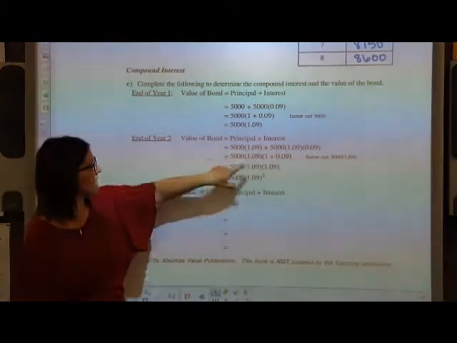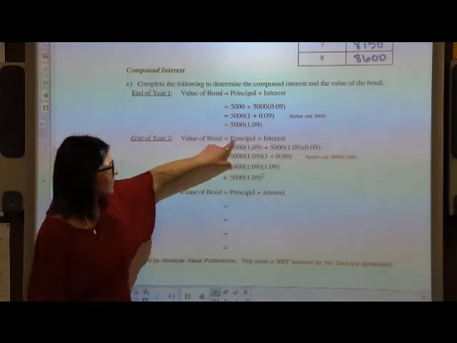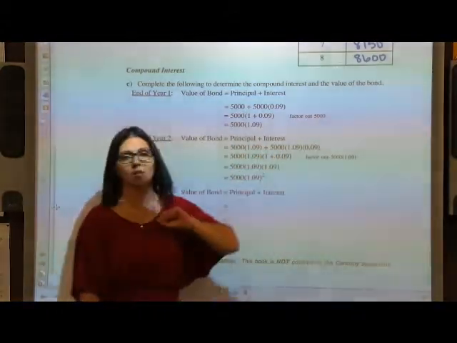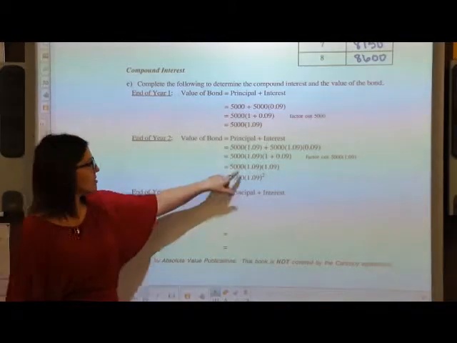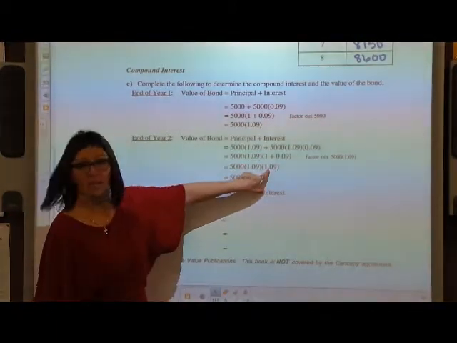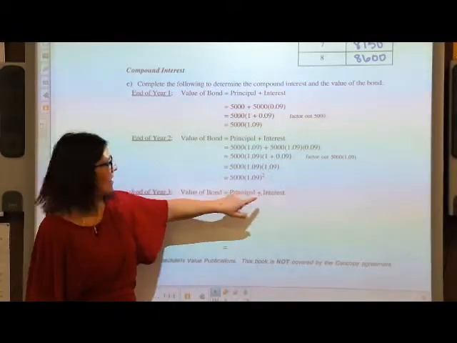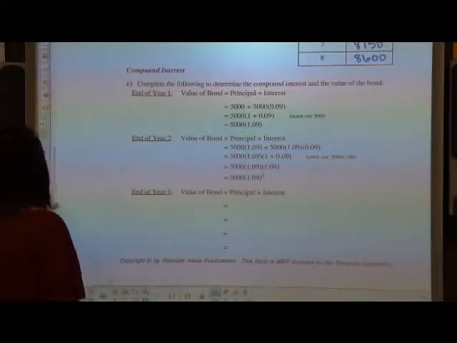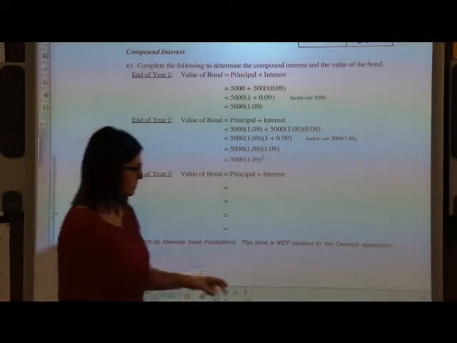Again, from an algebraic standpoint, 5,000 and 1.09 are common factors. So if I factor it out, I'm left with 1 in the first term because I'm dividing by itself. And in the second term, I'm left with the 0.09. So when I add those together, I get another 1.09. And now I have 5,000 times 1.09 squared. So now I look at year 3.